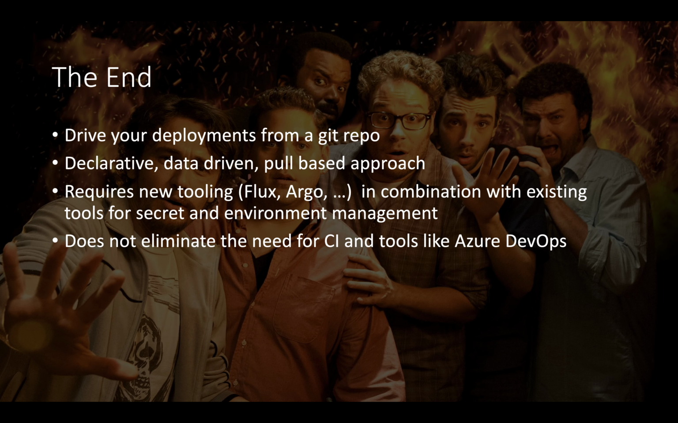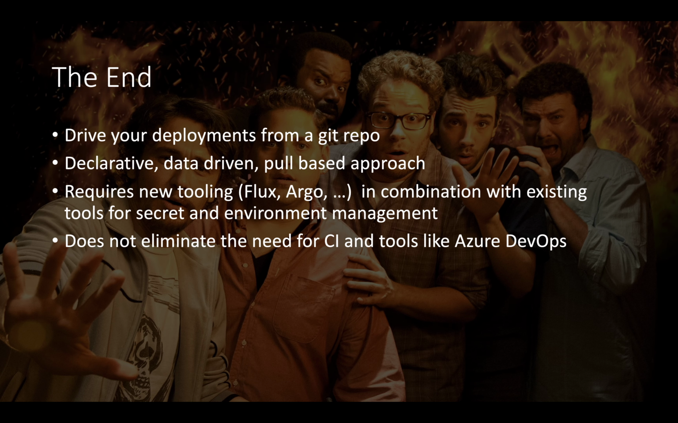So we've come to the end of the presentation. So you've seen how to drive deployments from a Git repo. It's a fully declarative, data-driven, pull-based approach, and that's basically what GitOps is. No imperative management, fully data-driven, and it's pulling the configuration to your clusters. You don't have an external system that pushes the configuration to your clusters. It requires new tooling, like Flux or Argo, or maybe later combinations of those, or new features created by both of them.